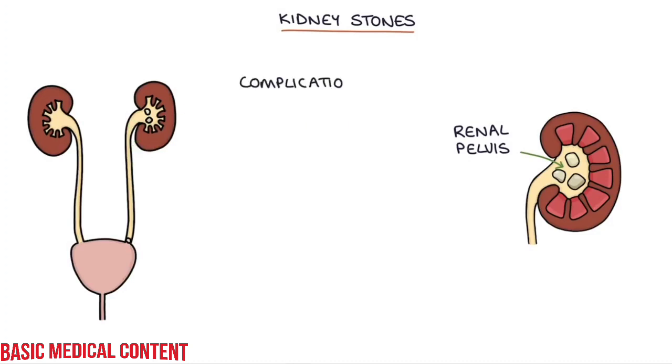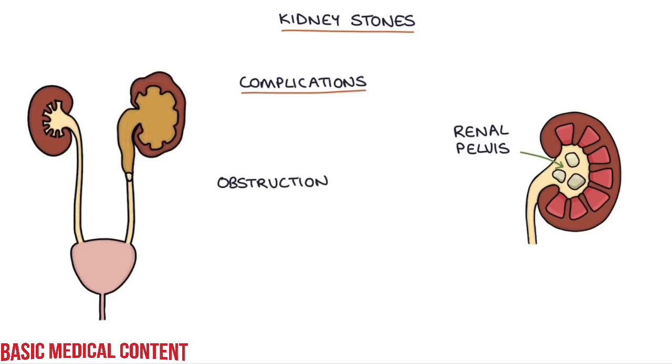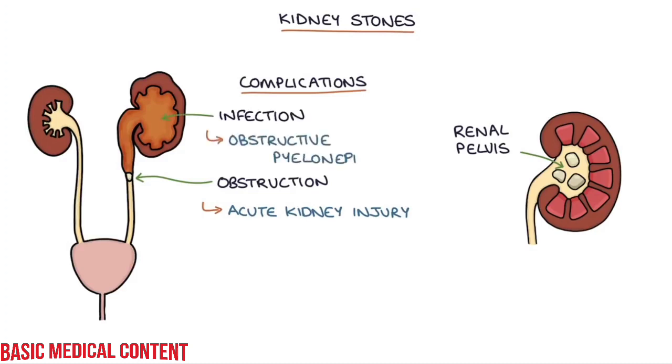There are two key complications to kidney stones. The first is obstruction, which can lead to an acute kidney injury because urine can't drain away from the kidney, and so there's back pressure into the kidney affecting the function. And the second is infection, with obstructive pyelonephritis, or infection in the kidney caused by obstruction, so that infective matter builds up in the kidney tissue.